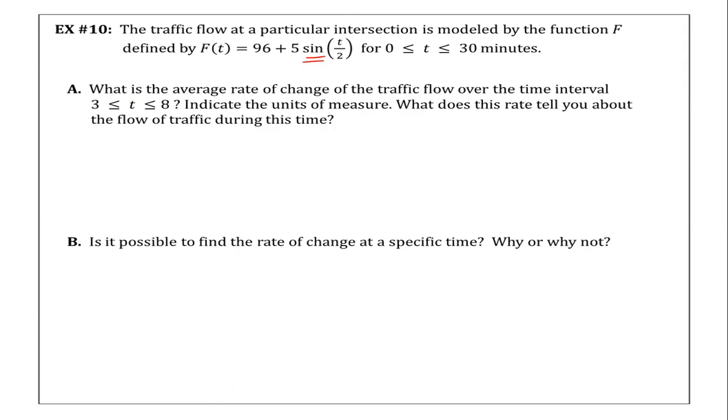Does that make sense? Okay, you don't have to change the mode. We want to keep it in radians. Nothing changes at all. The only thing is that this is the problem I gave in here so that we can see that no matter what the function is, we follow the same protocol when you're finding the average rate of change. So here it says, what is the average rate of change from 3 to 8?